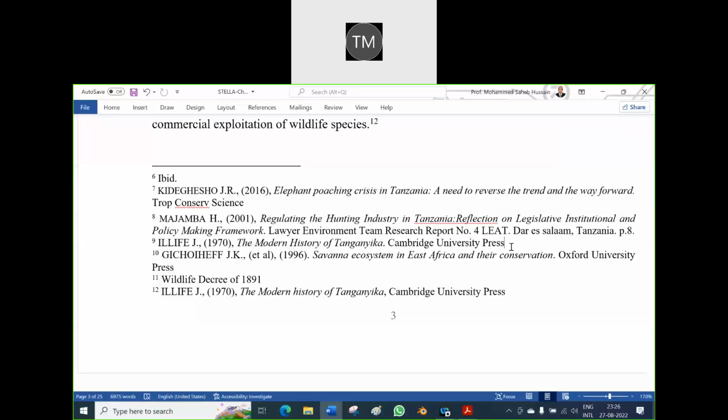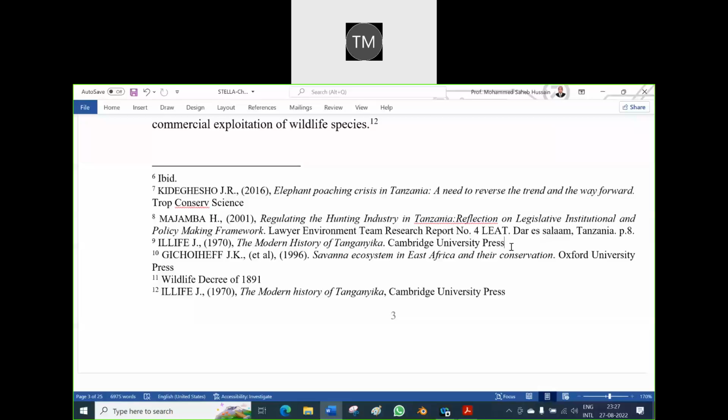Here you wrote Cambridge University Press. Very good. What is this Cambridge University Press? Stella, tell me. Anyone can tell me what this Cambridge University Press is? It is also a book? It is not a book. The Cambridge University Press is a publisher name. Repeat.